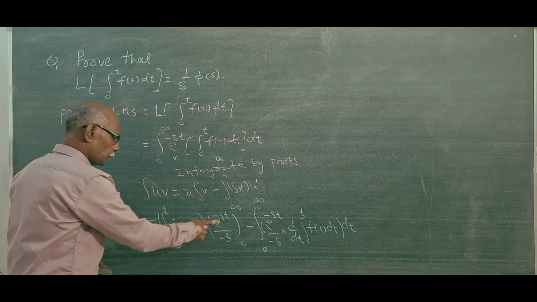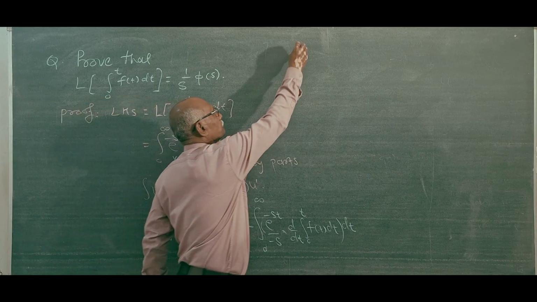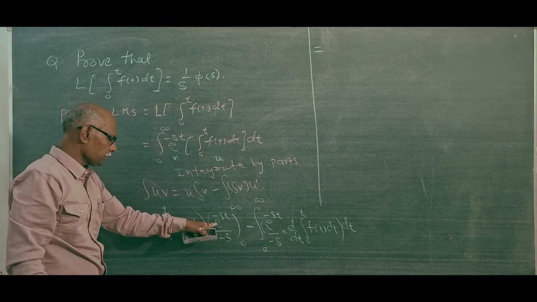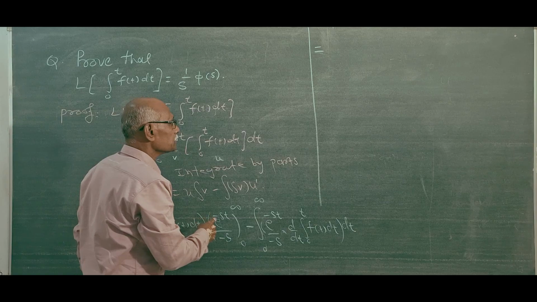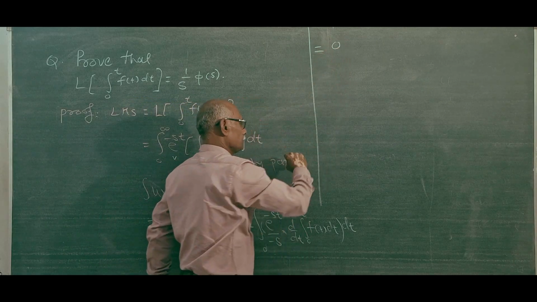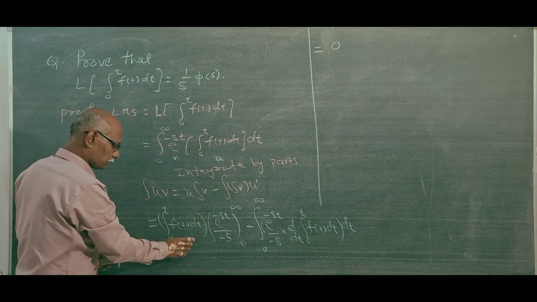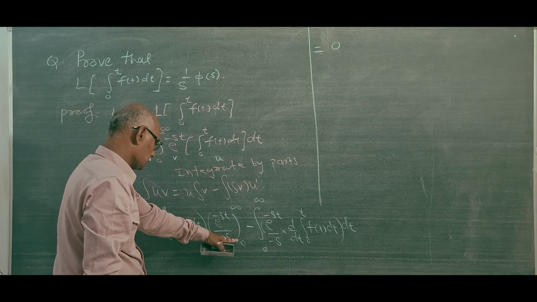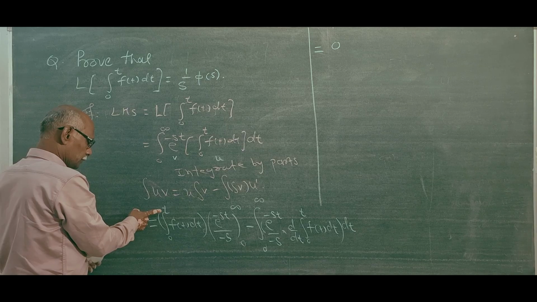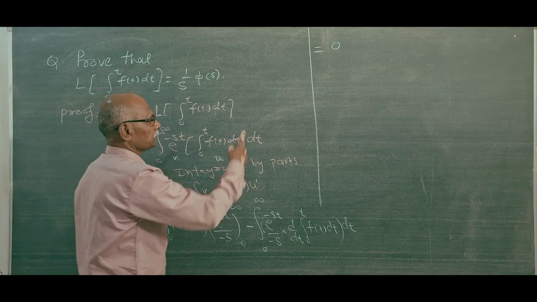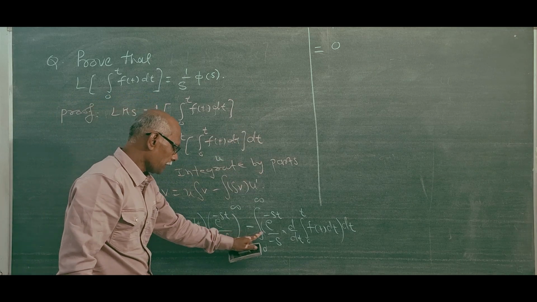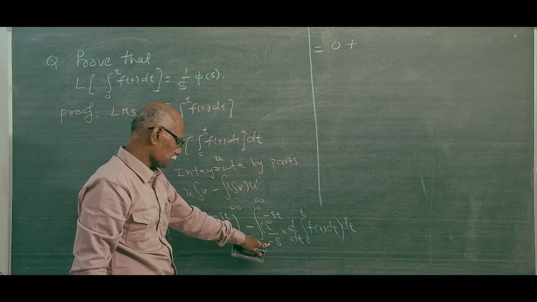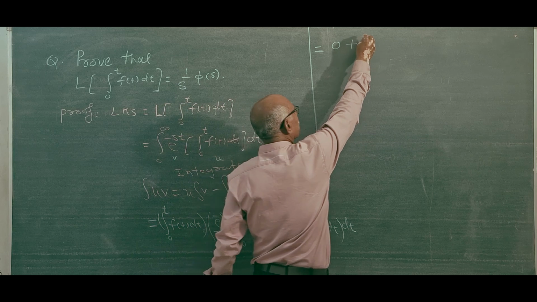If you put the upper limit, e raised to minus infinity comes 0, and everything becomes 0 because it is multiplied by 0. Here also, if we put 0, then the integral from 0 to 0 of course becomes 0. That's why it is 0 for the first part. Then minus minus plus, that is the thing. s is constant, so we can take it out.